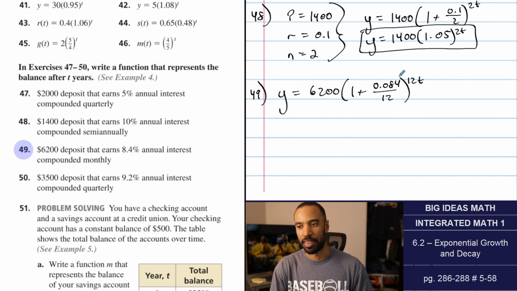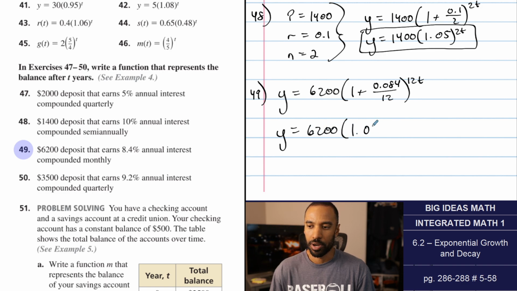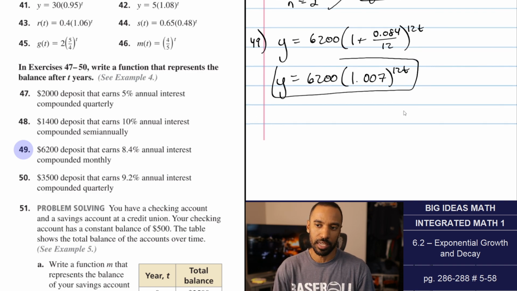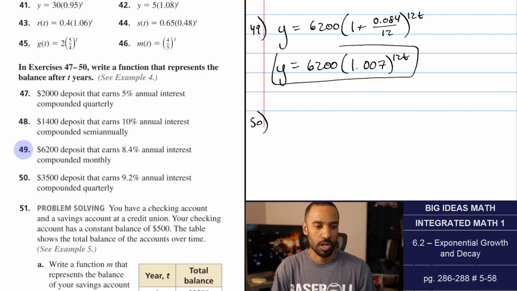Now I'm going to try and simplify this. I believe it should work because 84 divided by 12 is 7. So 0.084 divided by 12 should be 0.007. I'm going straight into that. So y is going to be 6,200 times 1.007 raised to the 12t power. So they're giving us numbers that I think clean up each time, and it's best that they do so we can keep emphasizing the fact that we should simplify it when we can. As long as we can, we should.